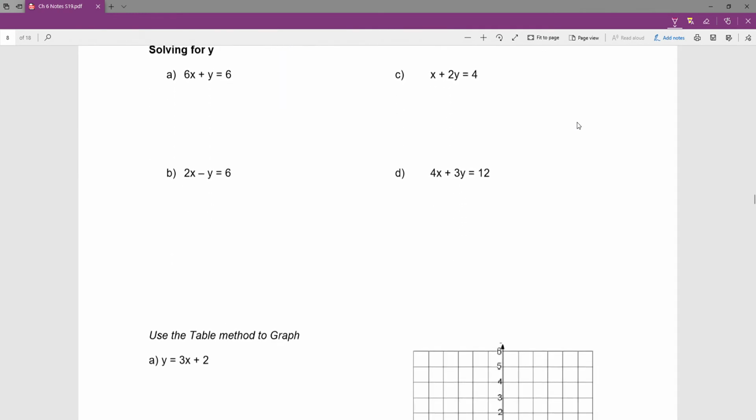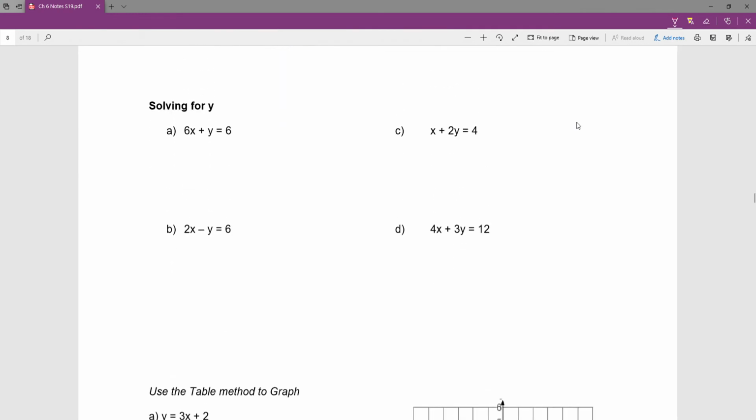The first step of the table method is solving for y. So these are some examples that we can work with to practice that solving for y. And when we did this before, I said we were laying the foundation. I was doing it in a specific way because I knew where we were going. We're going to continue doing that.